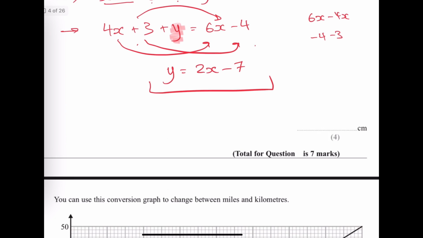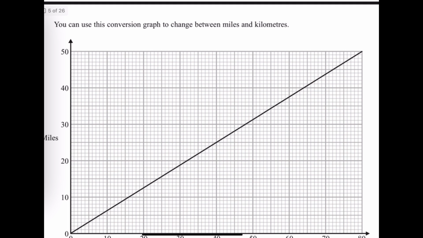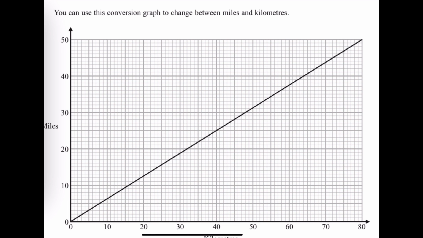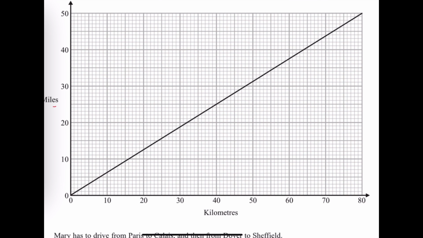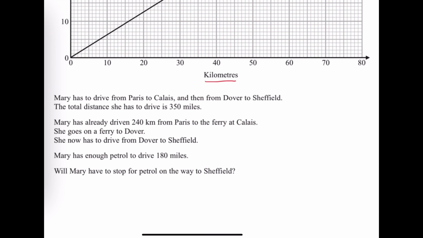Okay, so question number 6. You can use this conversion graph to change between miles and kilometers. So we have miles on the y-axis and kilometers on the x-axis. Mary has to drive from Paris to Calais, then from Dover to Sheffield, and the total distance she drives is 350 miles. Mary has already driven 240 kilometers from Paris to the ferry, she goes on the ferry to Dover, and then now she has to drive Dover to Sheffield.